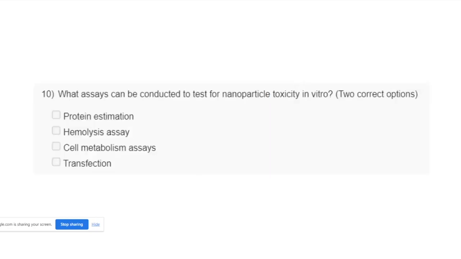This was the last question. What assays can be conducted to test for nanoparticle toxicity in vitro? So here the correct answer would be hemolysis assay and cell metabolism assays. These two assays you can do in vitro, wherein you can incubate these nanoparticles with RBCs or with normal cells, the cells you are going to target, and then you can test their toxicity based on their activity.